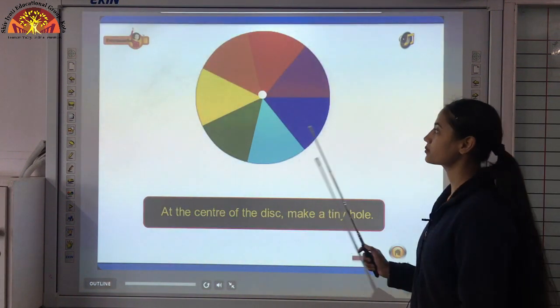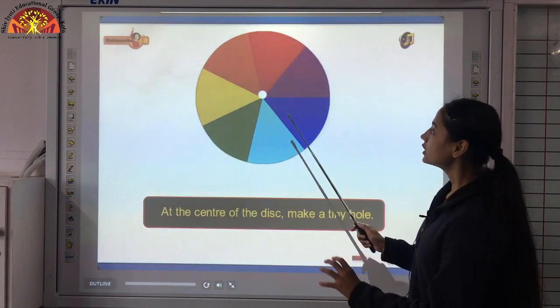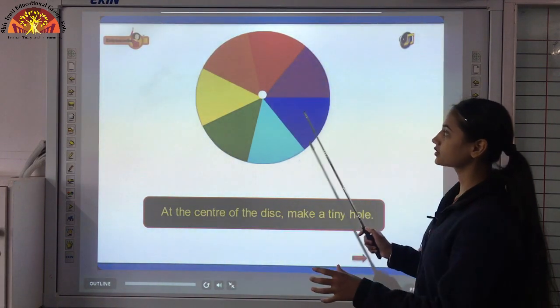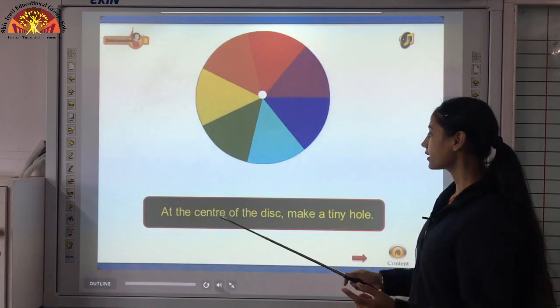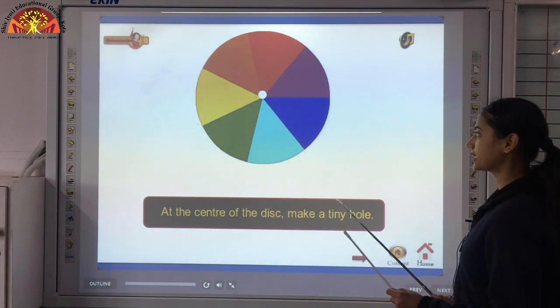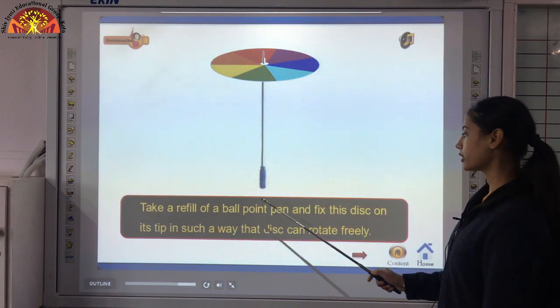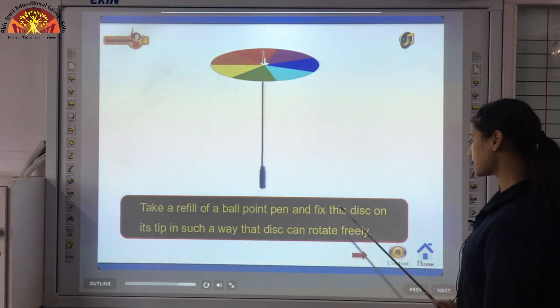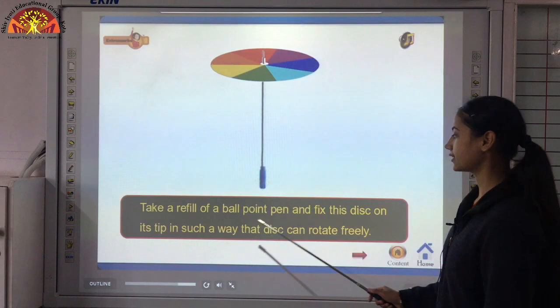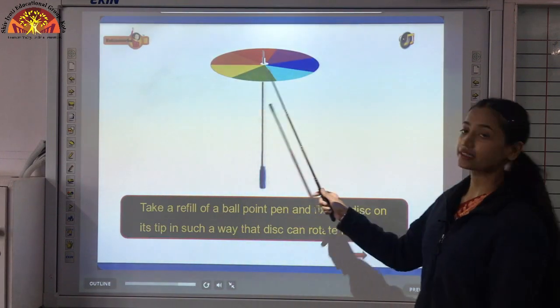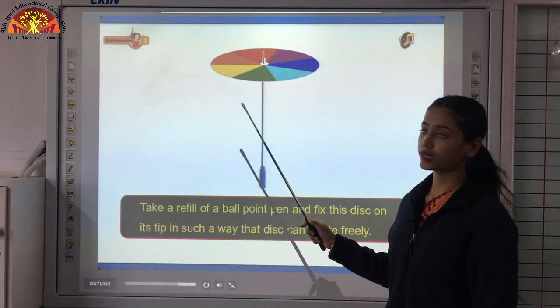What you need is a simple disc, and you have to color it with the 7 different colors of the rainbow, VIBGYOR. At the center of the disc, make a tiny hole like this. Take a refill of a ballpoint pen and fix this disc on its tip in such a way that the disc can rotate freely, like this. This one is very simple, you can perform it.